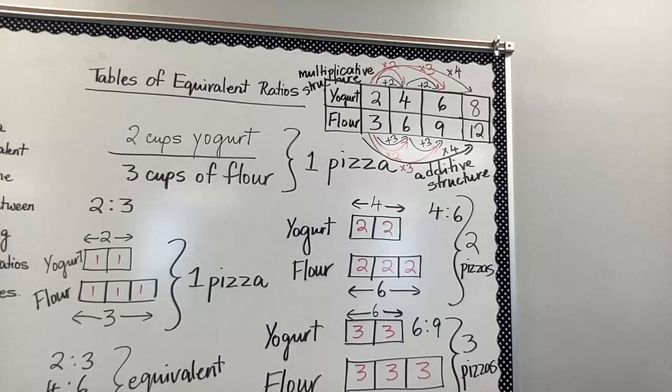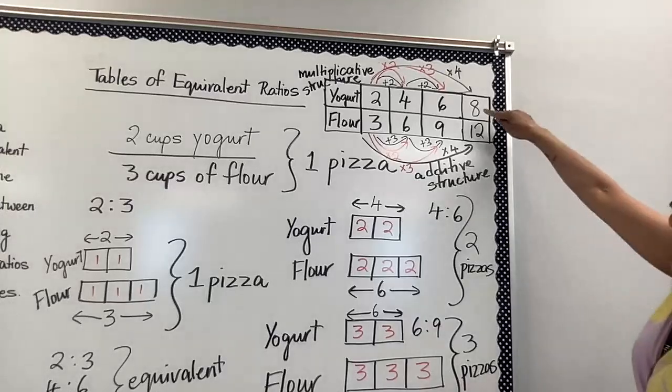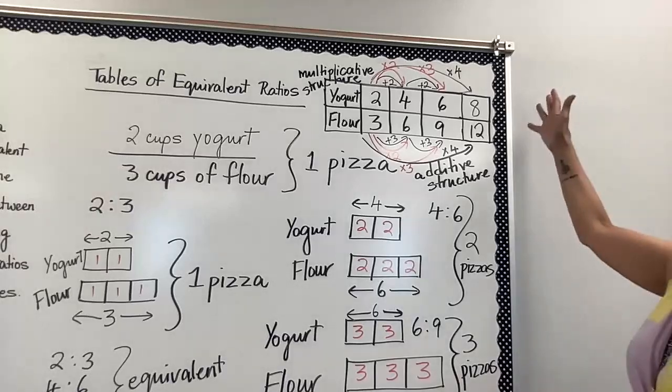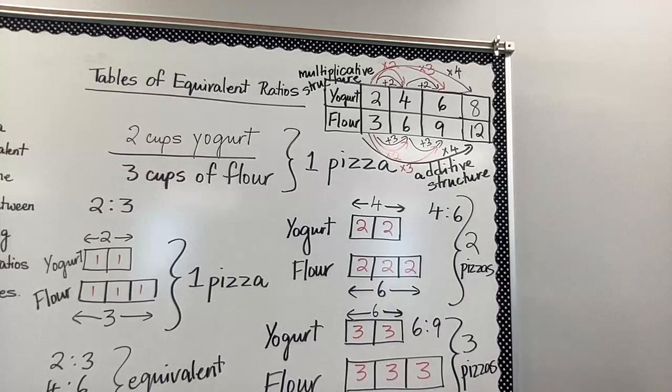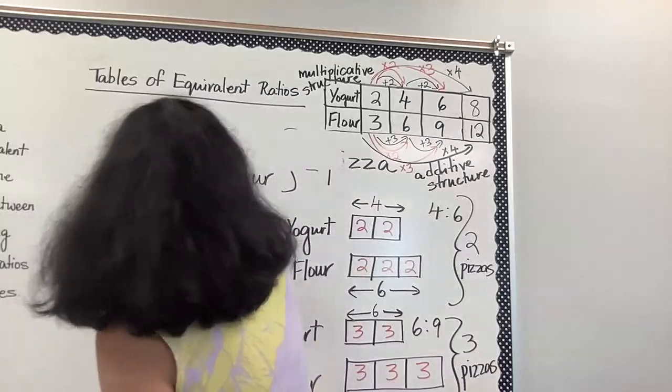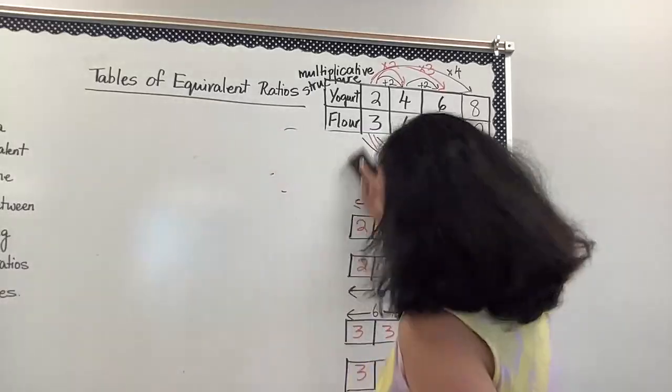So to make 4 pizzas, you will need 8 cups of yogurt and 12 cups of flour. To make 5 pizzas, you will need 10 cups of Greek yogurt and 15 cups of flour. And again, the ratios 8 to 12 and 10 to 15 are all equivalent to 2 to 3, 4 to 6, and 6 to 9. All right, and so let's talk about another example now. We are going to use scaling in order to solve this.